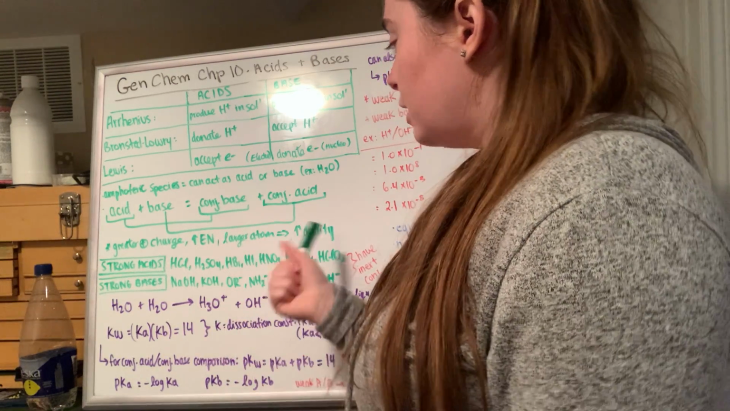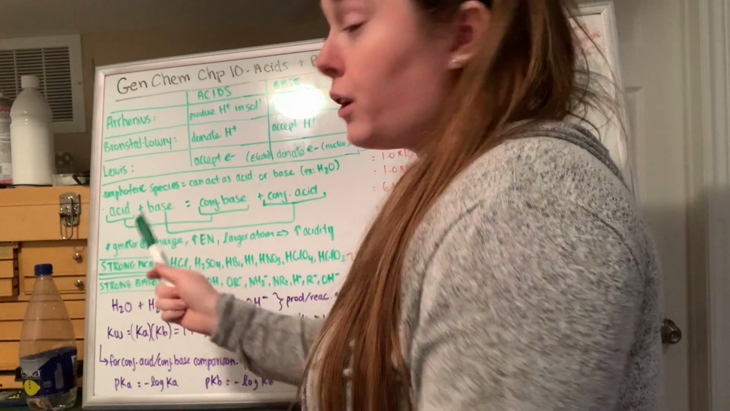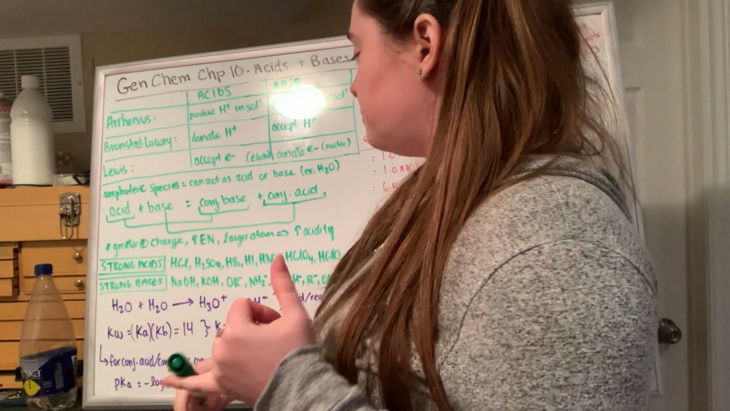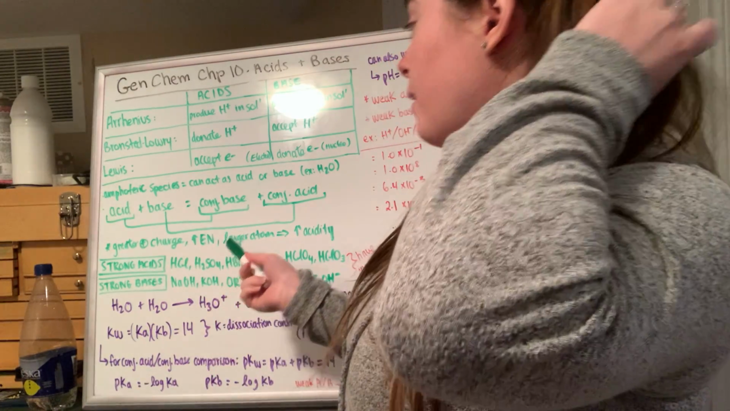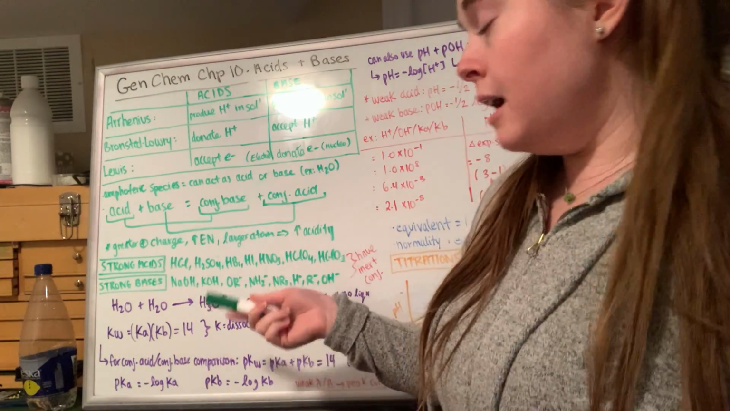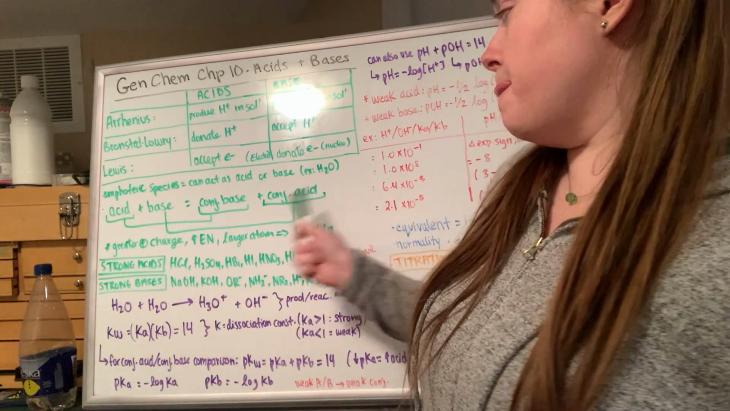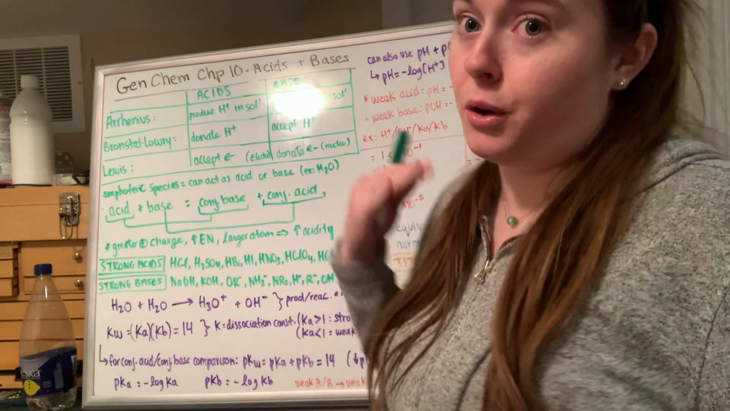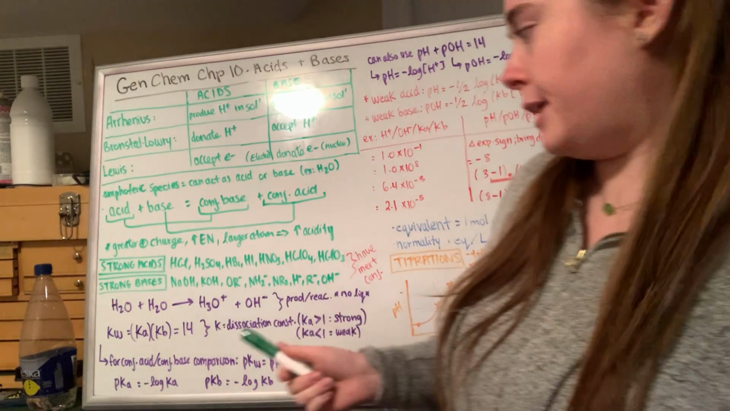Okay, so when we're looking at acidity, just a couple of things here. Having a greater positive charge, having a higher electronegativity, and being a larger atom are all some of the criteria that we can use to determine acidity, or what is more acidic. So just use those couple of key points there.